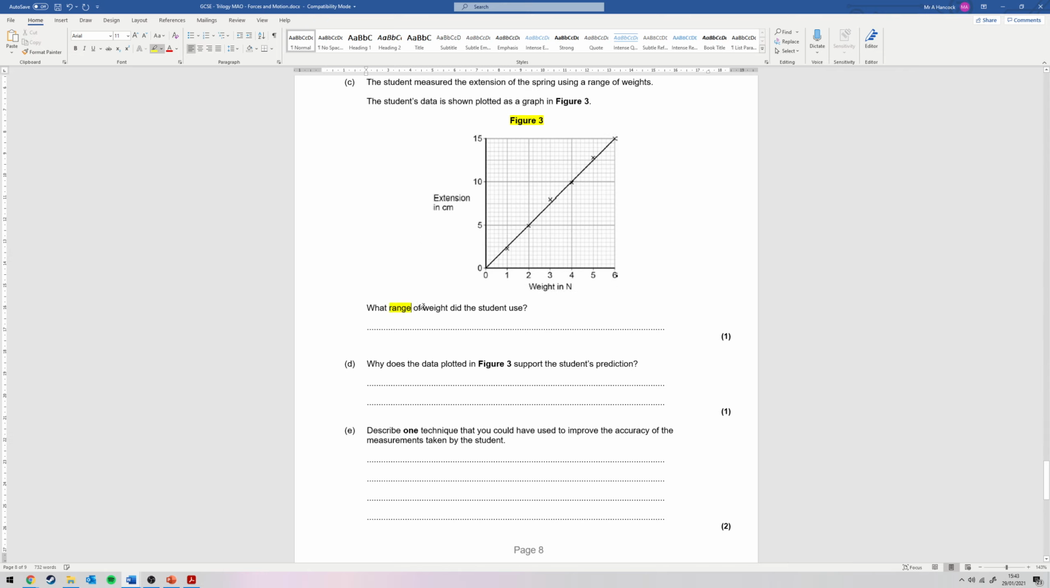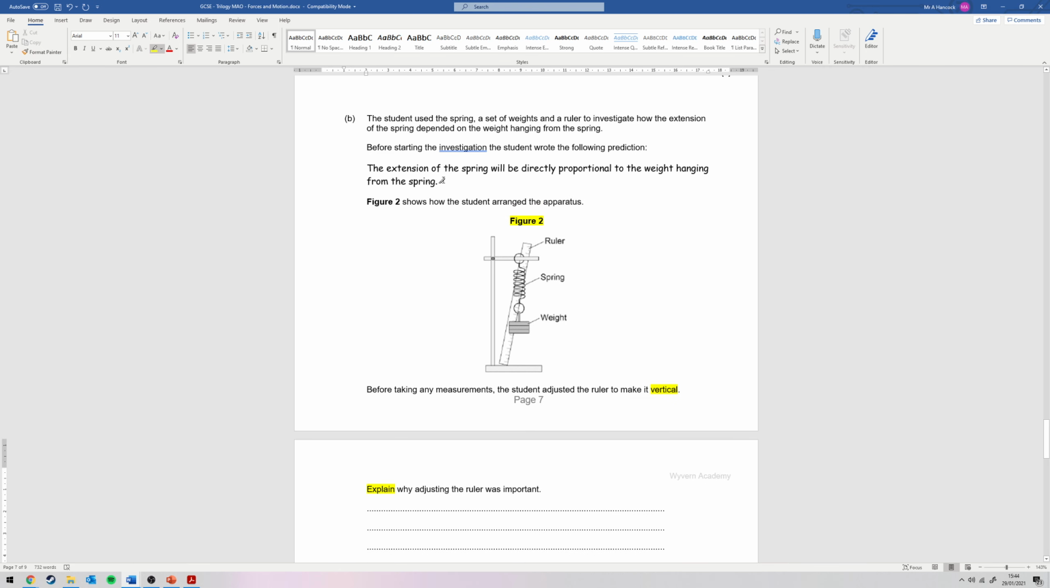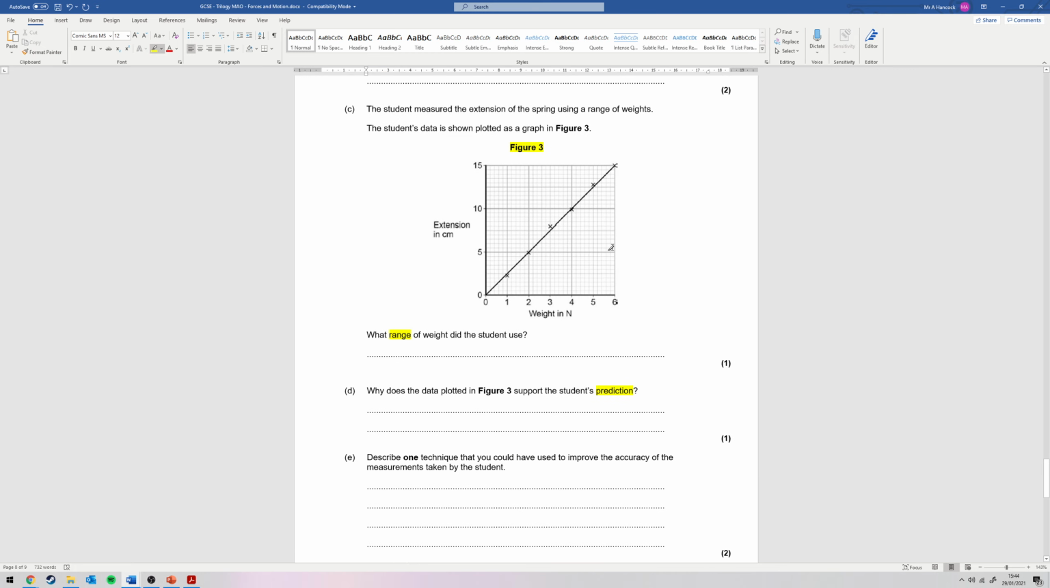What range of weight did the student use? So range, same as the mathematical term. Why does the data plotted in figure 3 support the student's prediction? And the prediction, I'm going to scroll up, is there. This is the prediction. So I'll have a read of that, and I'll have a read of that question and see if you can tell me why. Part D. Sorry, I've done part D already.